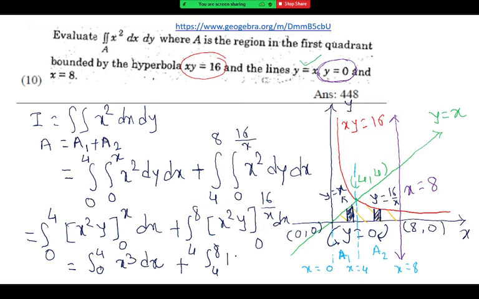16x, yes, 16x dx. Now again you can integrate this with respect to x, put upper limit and lower limit, and you should check whether you get 448 as answer. 448, yes. Very good. So drawing the rough sketch is important, and getting the correct limits is a very important part there.